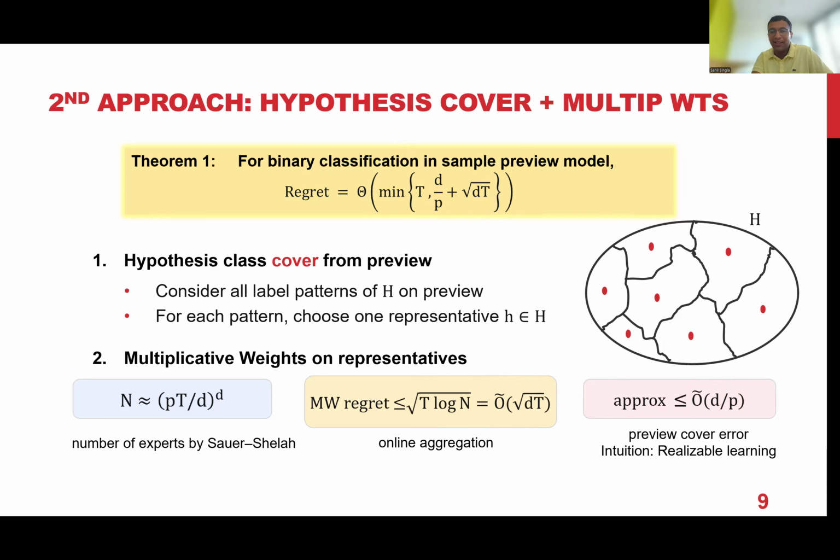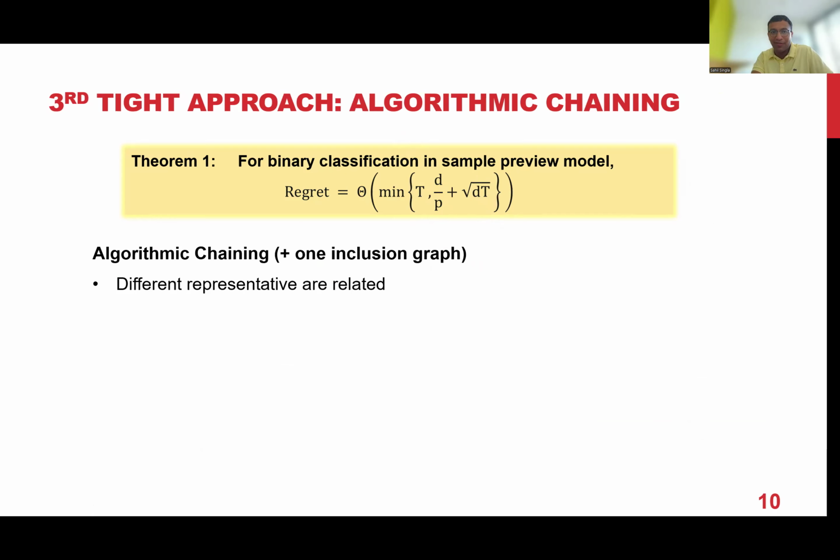Now the final approach, the third approach, which turns out to give the right answer, is based on chaining and so on. That requires more work and is technically more interesting. It basically shaves off all these logs. The idea at a high level is that currently we were looking at every possible labeling pattern of these hypotheses, projecting them on the sample preview. You do look at these, but these representatives, these projections, are not arbitrary.